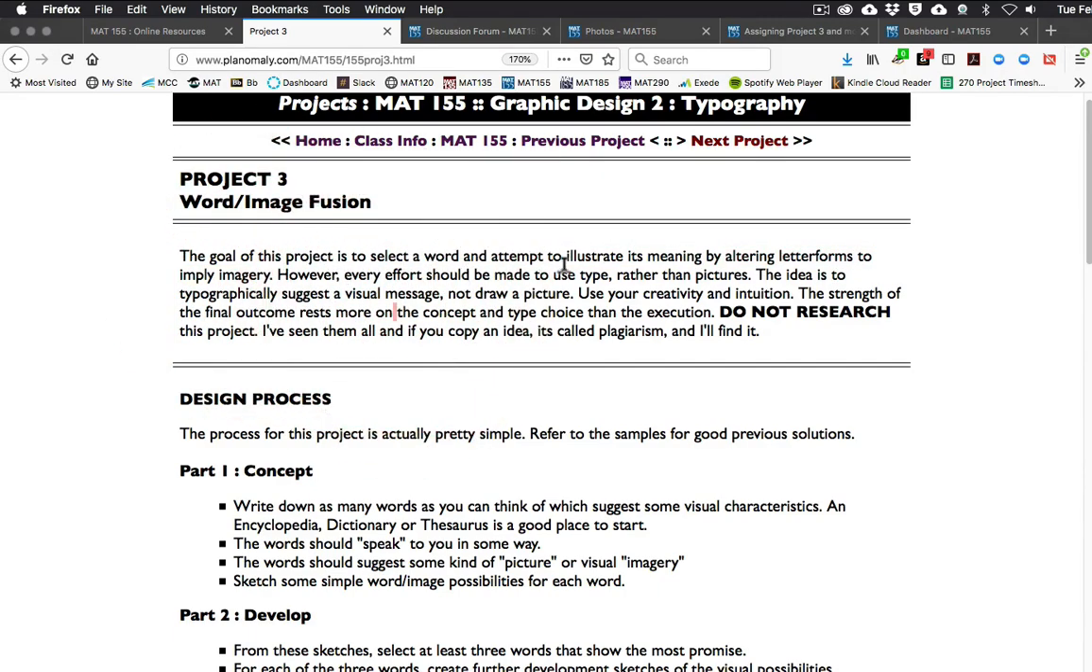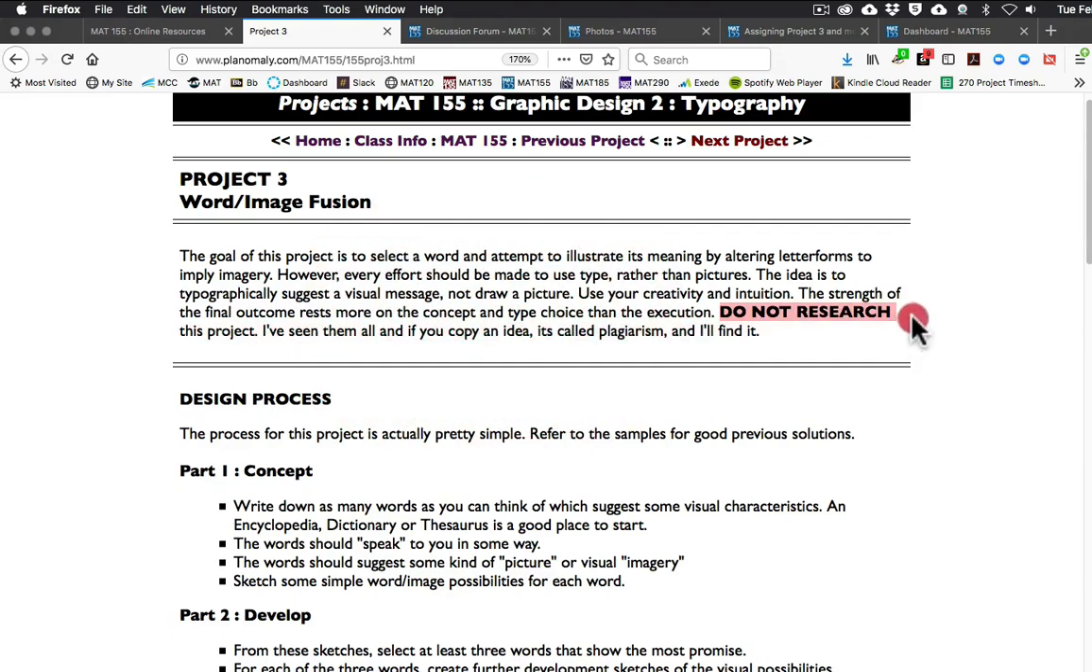Every effort should be made to use type rather than pictures. We don't want to be literal about this, we want to be suggestive. The idea is to typographically suggest a visual message, not draw a picture, okay? So you're going to use your creativity, your intuition. The strength of the final outcome rests more on the concept and type choice than on the execution. So it's going to work if you've got a good concept and good type.